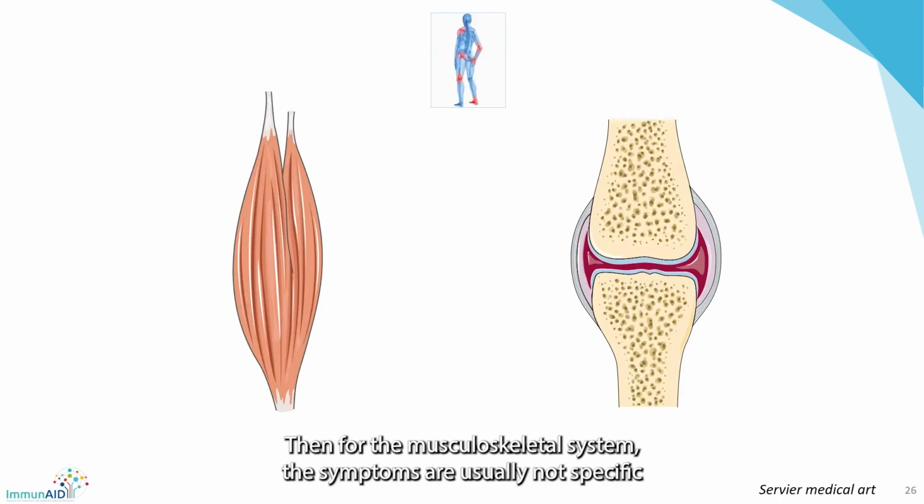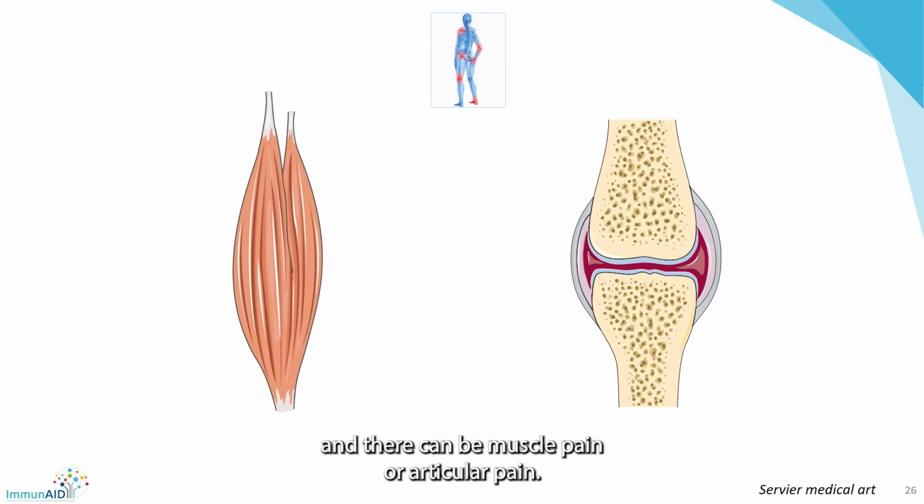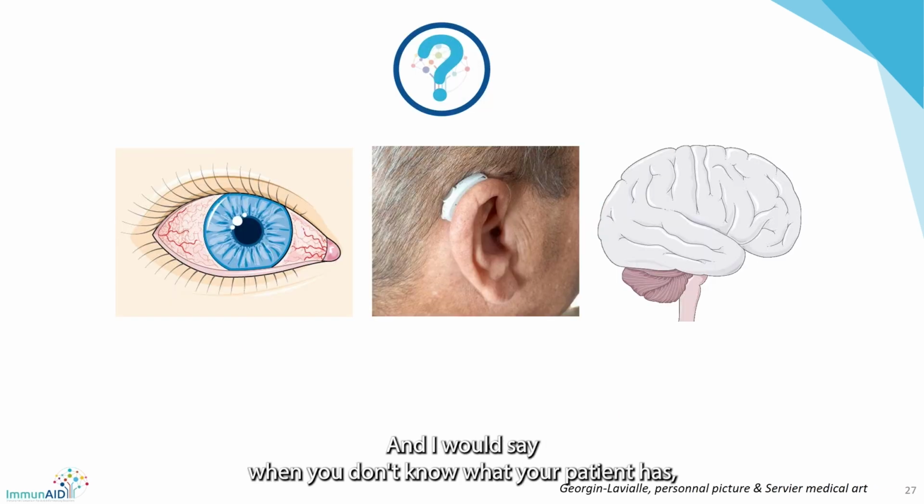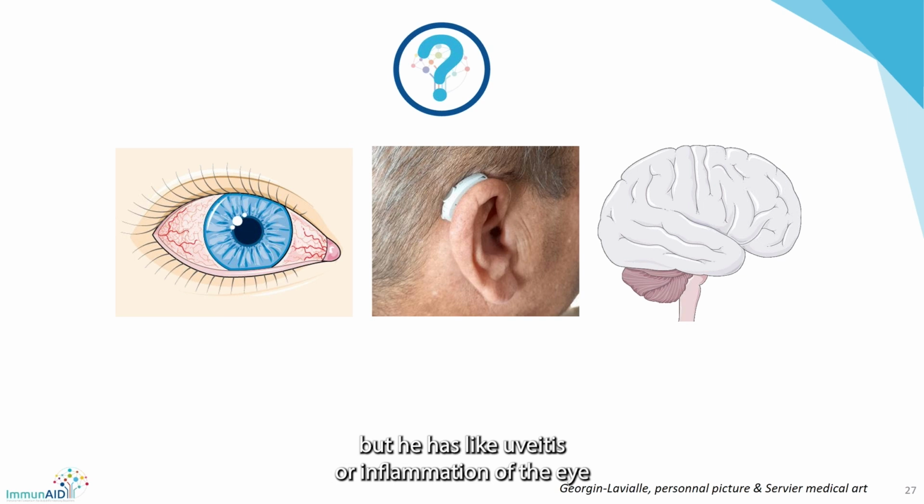Then for the musculoskeletal system, the symptoms are usually not specific, and there can be muscle pain or articular pain. And then on the left of the slide, you can see this integrative point, and I would say, when you don't know what your patient has, but he has uveitis or inflammation of the eye, and he has deafness, and he has neuroinflammation, for example recurrent aseptic meningitis, you can evoke those diseases.